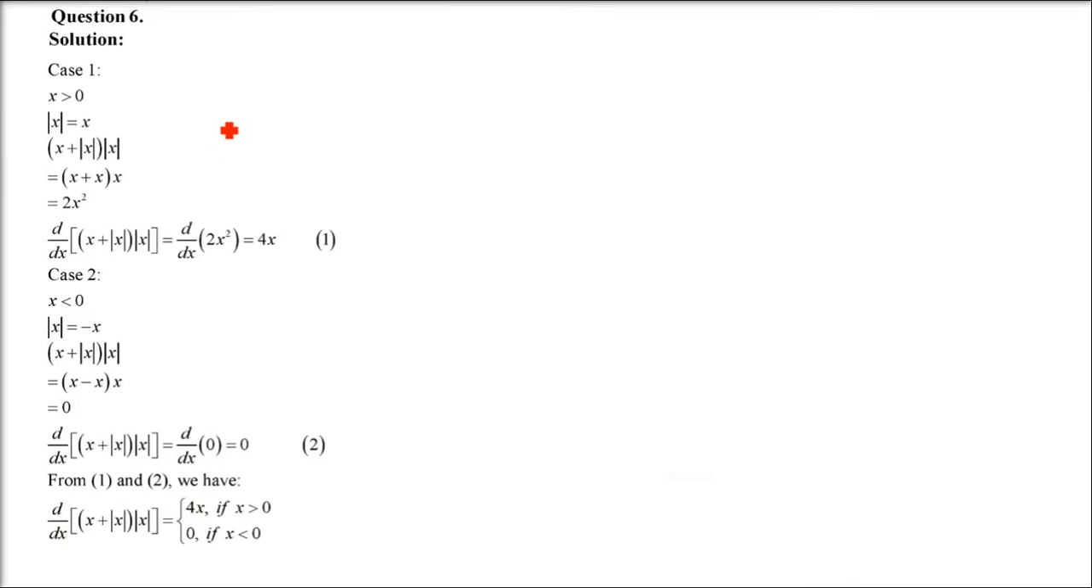Now question number 6. Same thing here. Write the value of d by dx of x plus mod x into mod x. Basically it's x plus x into x, but we cannot do it because there is mod, and we have to take two conditions here. The two conditions will be x is greater than 0 or x is less than 0.